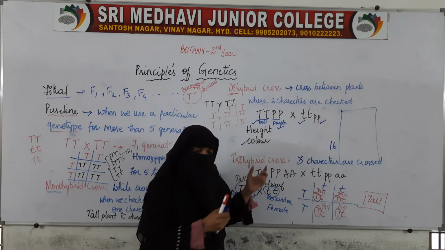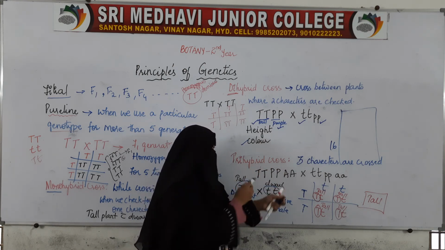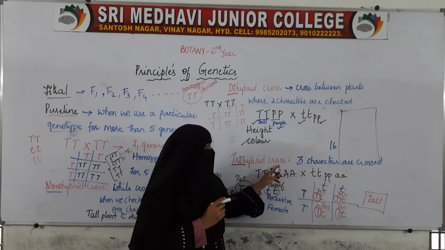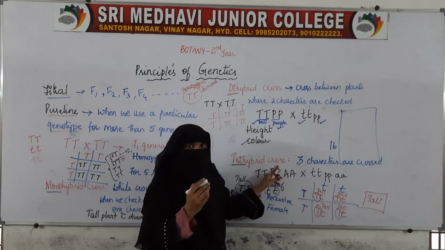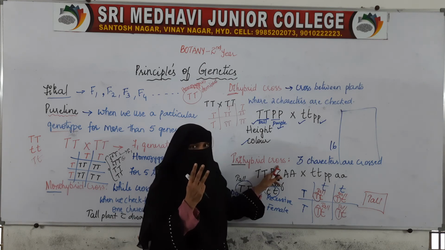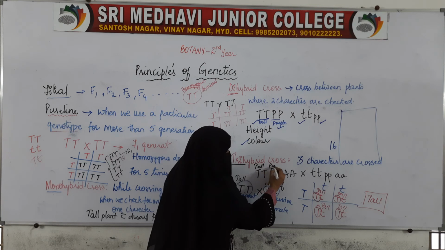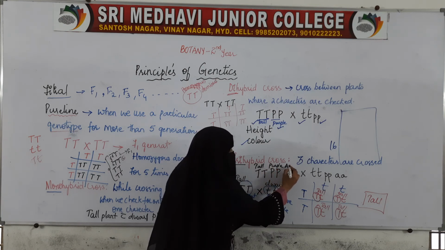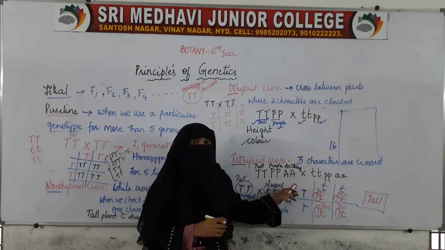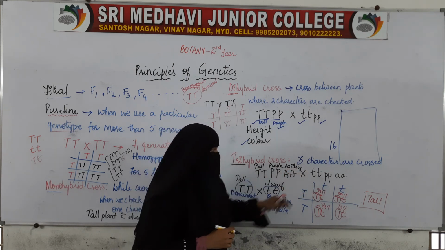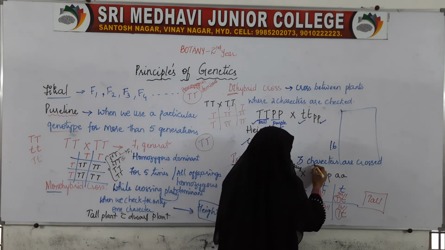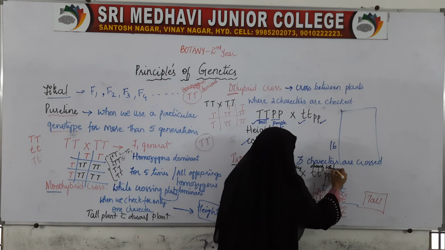Now in trihybrid, tri means 3. So we cross two plants and check 3 characters in the plant. So a plant with tall height, purple flowers, and the flowers are axillary, that is, they arise from the axils. Now here a plant which is short, dwarf, with white color, and the flowers are terminal.